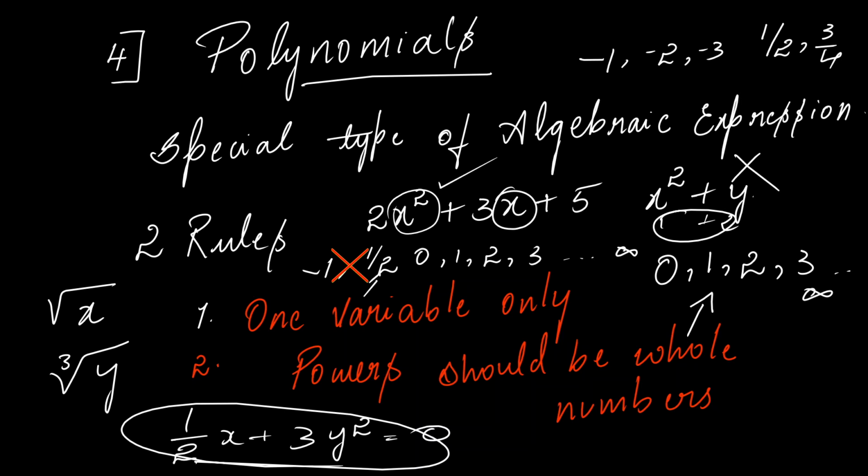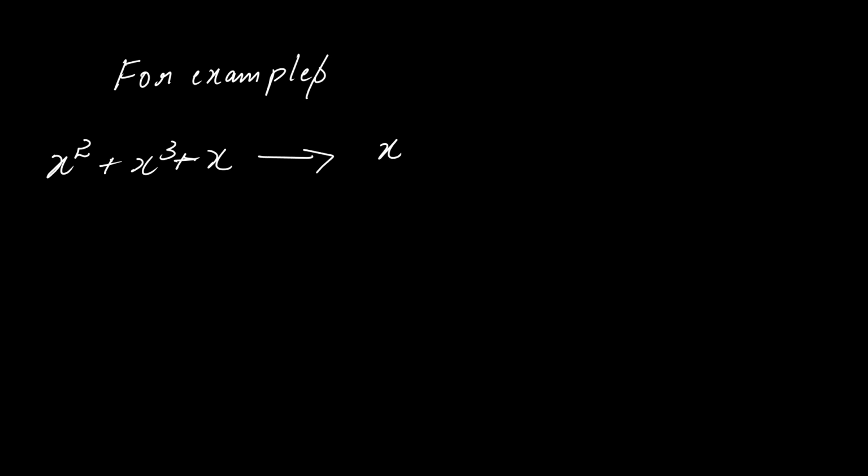So, for example, x square plus x cube plus x. Is this a polynomial or not? Yes, this is a polynomial because we have used only one variable, that is x, and the powers are whole numbers. We don't have any minus symbols and we don't have any fractions, so this is a polynomial.